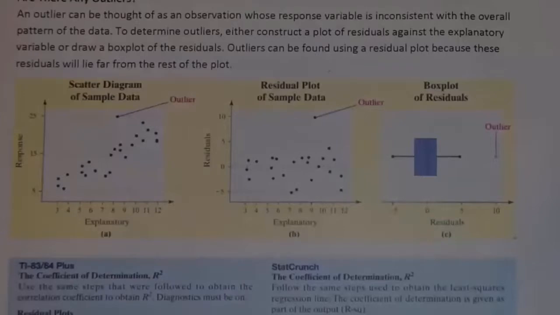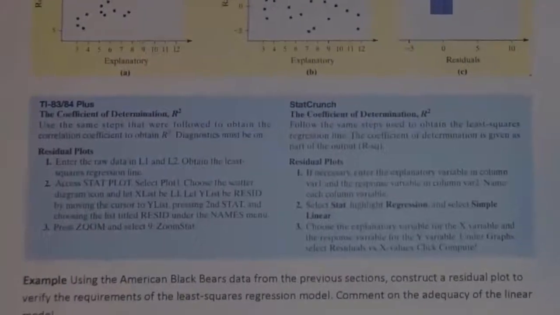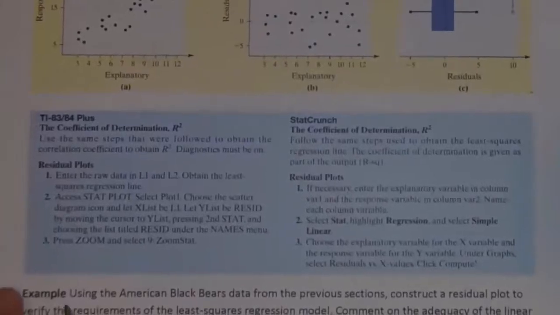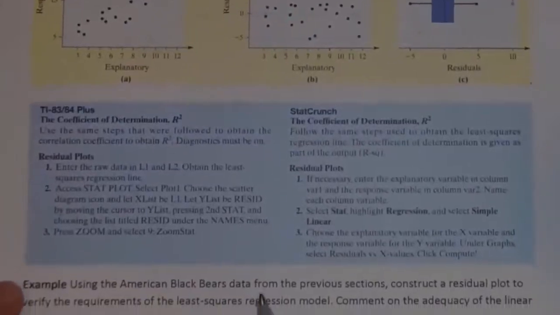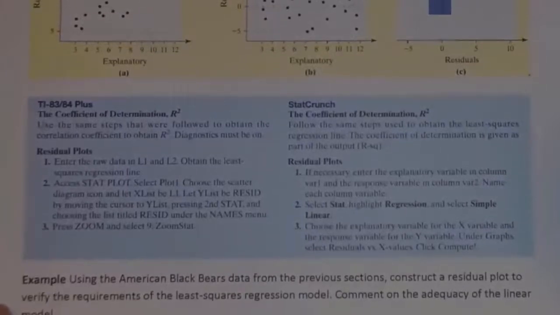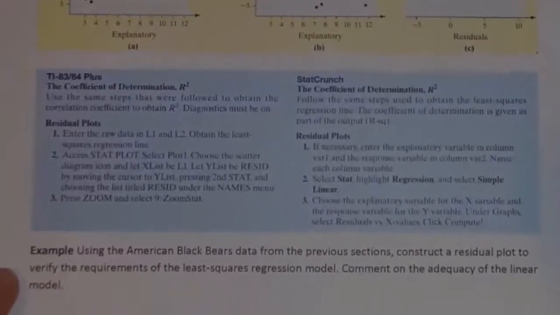Now it is possible to construct a residual plot, both with our calculator and with StatCrunch. It's simplest to do this with StatCrunch, so I'm going to show you that first. Using the American Black Bear data from the previous sections, construct a residual plot to verify the requirements of the least squares regression model. Comment on the adequacy of the linear model.